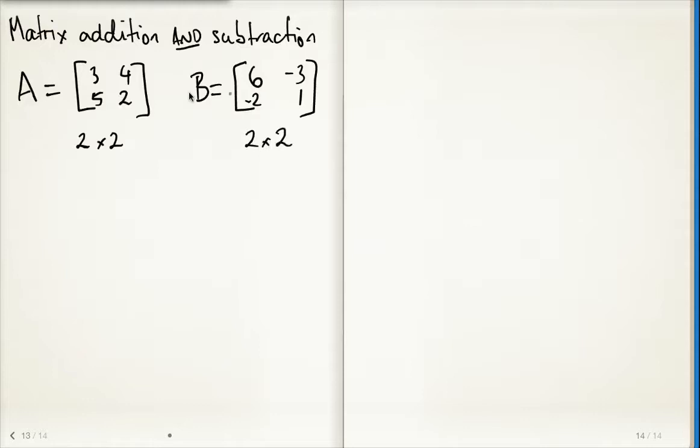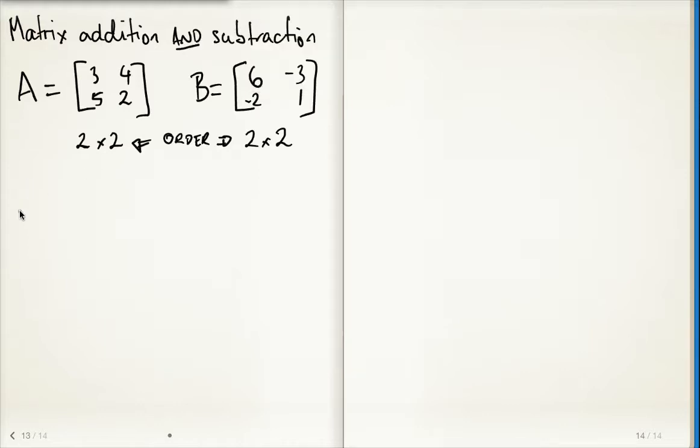Now because these matrices both have the same order, okay, that's what we call it. What is the order of the matrix? Well, it's a 2 by 2 matrix. What is the order of this matrix? A 2 by 2. They have the same order, which means that we are allowed to add and subtract them. Okay? So let's have a look at what that would look like.